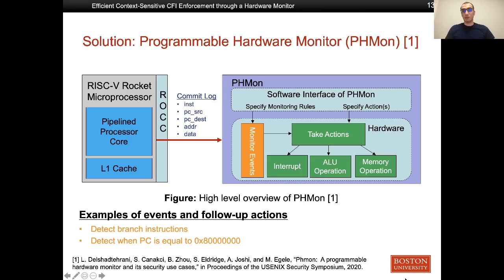Once we detect an event with PHMON, we can take follow-up actions in the form of an interrupt, an ALU operation, or a memory operation. For instance, upon detecting a branch instruction, we can write the source address of that branch instruction into memory as a follow-up action, or when we detect a program counter value equal to 0x800, we can raise an interrupt.